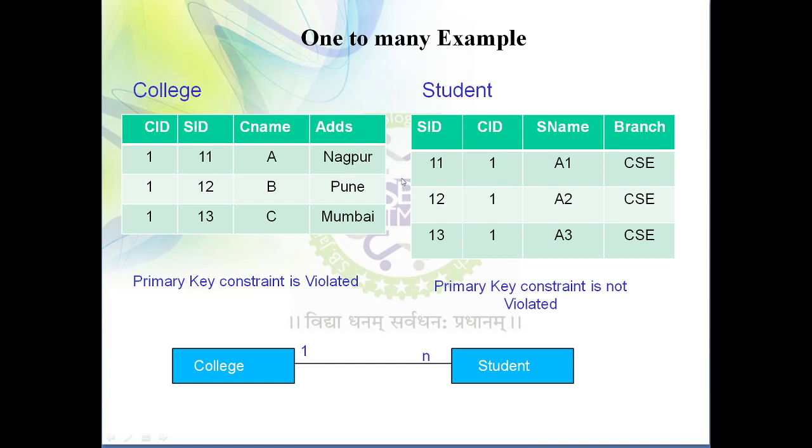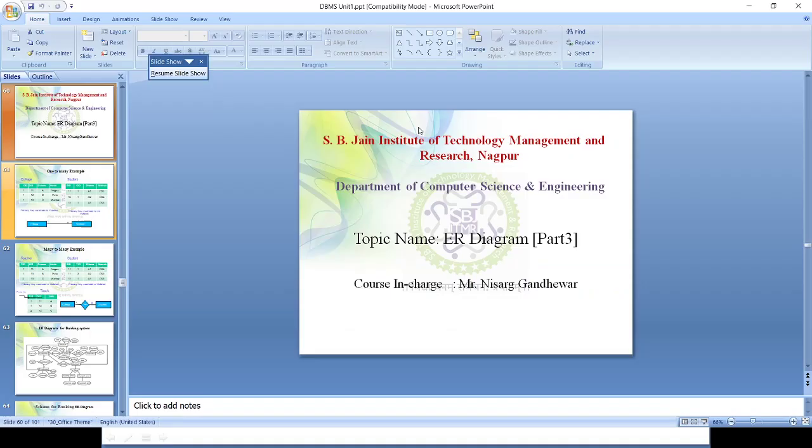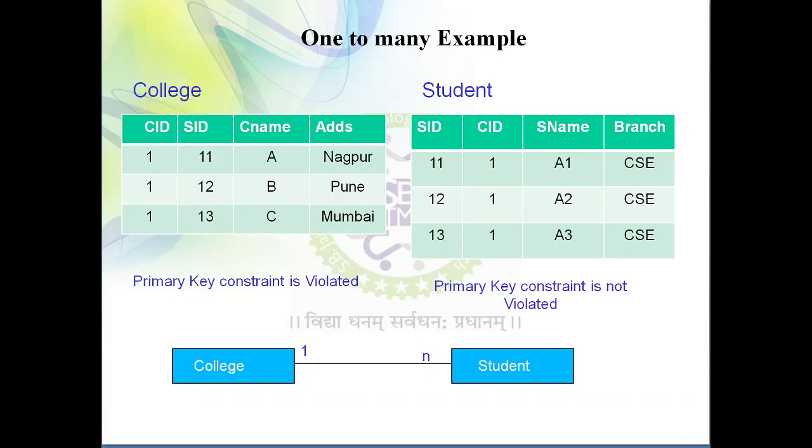So that common attribute should be a primary key attribute. So either college ID is present in the student table, or another choice is to add student ID attribute in the college table. So here we need to check which one. Suppose we are adding college ID to student table, whether it violates a primary key constraint, or after adding student ID into a college table will violate the primary key constraint.